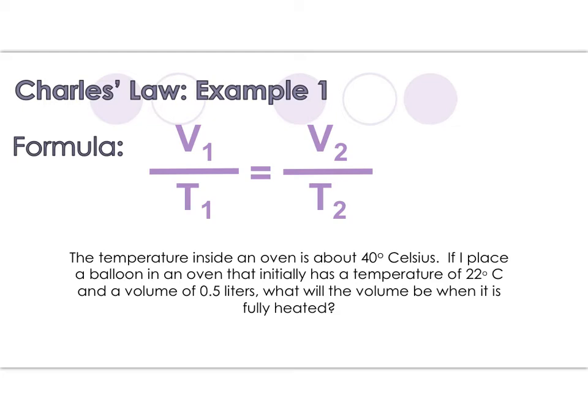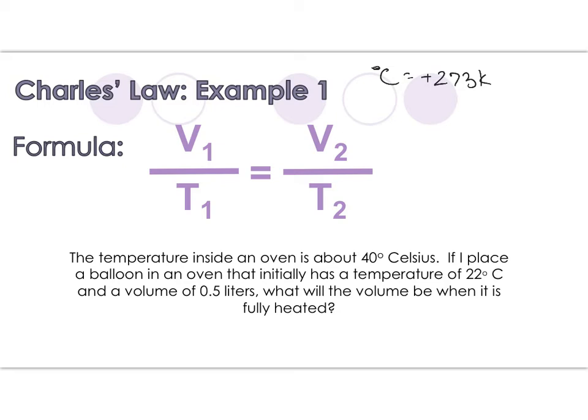One thing you need to remember for Charles's law is you always want to change degrees Celsius into Kelvin. If you remember how to do that, all you need to do is add 273 to get your temperature in Kelvin. So we're going to read the problem and plug in the information that's given to us.